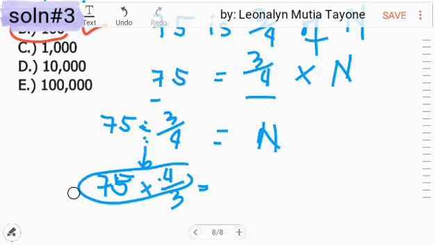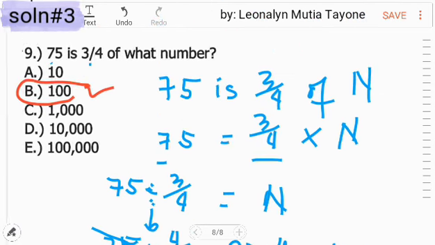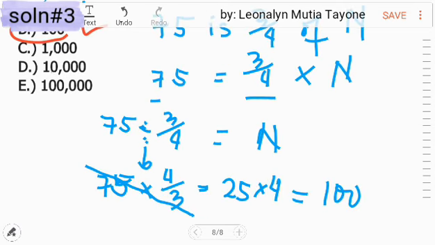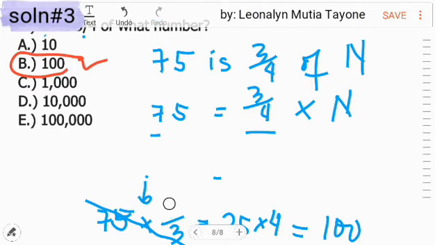Another way is, pwede namang ganyan. 75 divided by 3 equals 25 times 4 equals 100. Yan, 4 yan siya. So, I hope na intindihan nyo na to. Or, pwede rin ganito pa. Itong dito, i-delete nga natin ito.